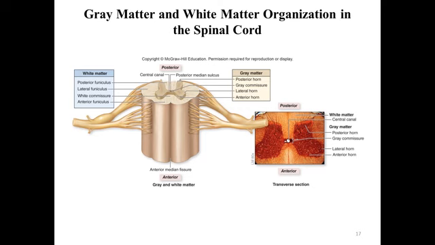This image shows the location of white and gray matter in the spinal cord, including the gray commissure. The gray matter includes the anterior, lateral, and posterior horns and the gray commissure.